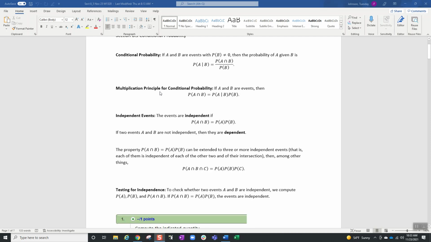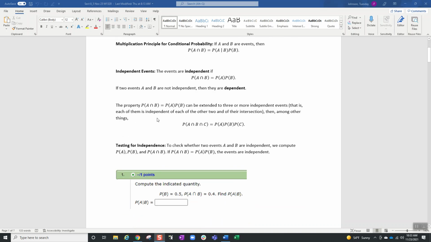Multiplication principle for conditional probability. Really all we're doing is taking this formula and multiplying both sides by P of B, so we can find the value of the intersection. We can find any of these values that we want to. Keep in mind that the intersection is just equal to P of A times P of B if the events are independent. And we can extend that. It can go with more intersections. You can intersect 7 different sets, and we'll end up multiplying the probabilities to find the probability of the whole intersection.